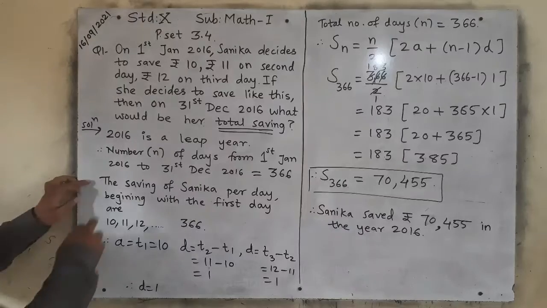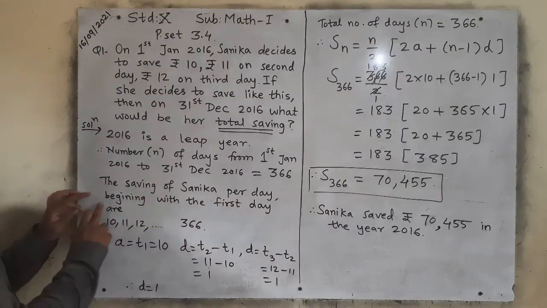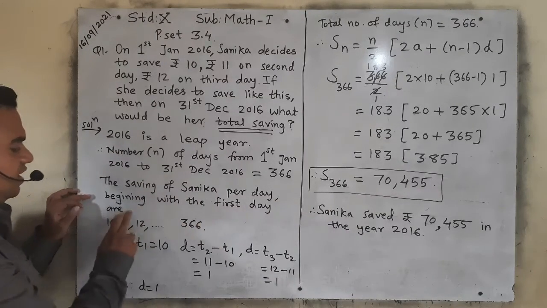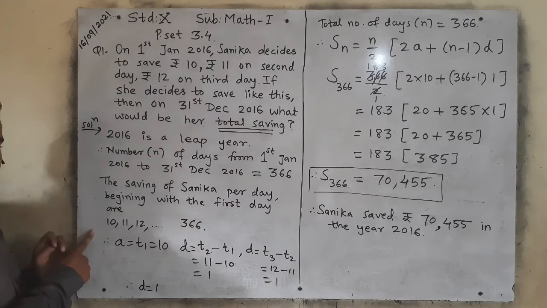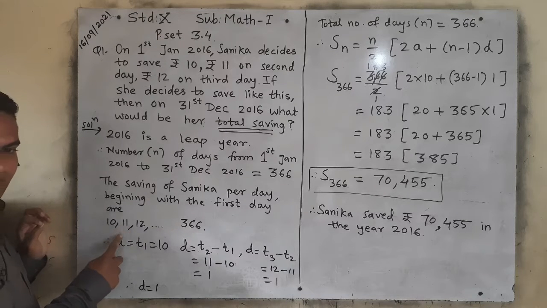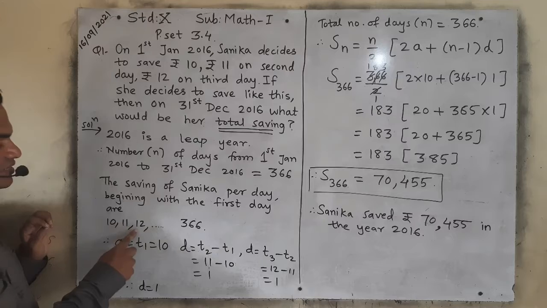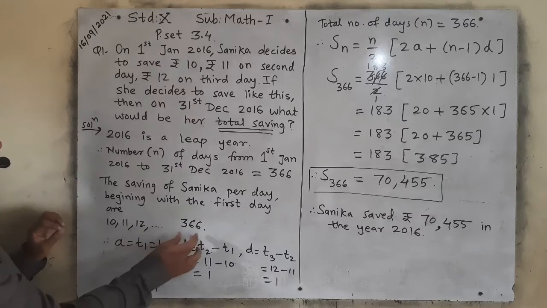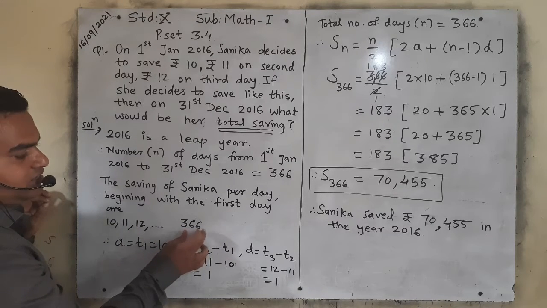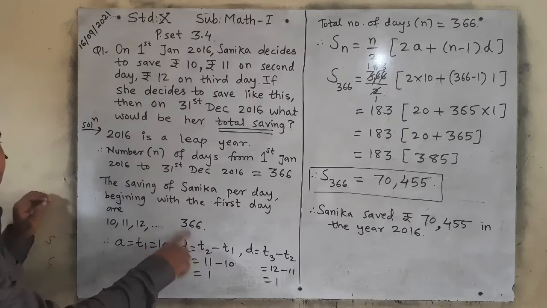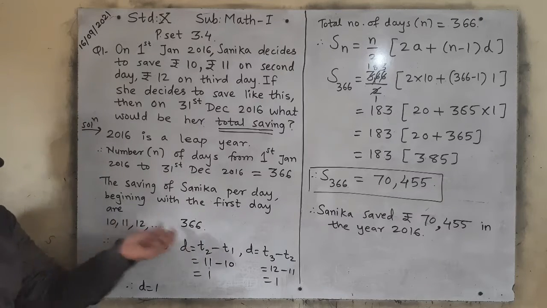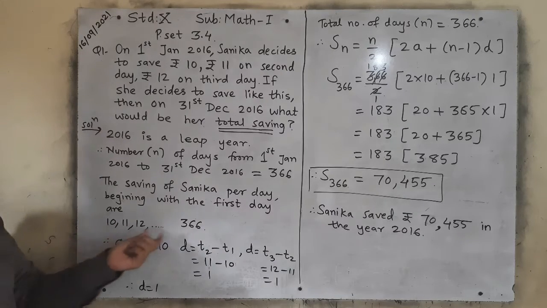The saving of Sanika per day begins with the first day. The first day she will save 10 rupees. Second day she will save 11 rupees. Third day she will save 12 rupees, like this. On 31st December 2016, the last day, she will save 366. These are the number of days, so the value of n.